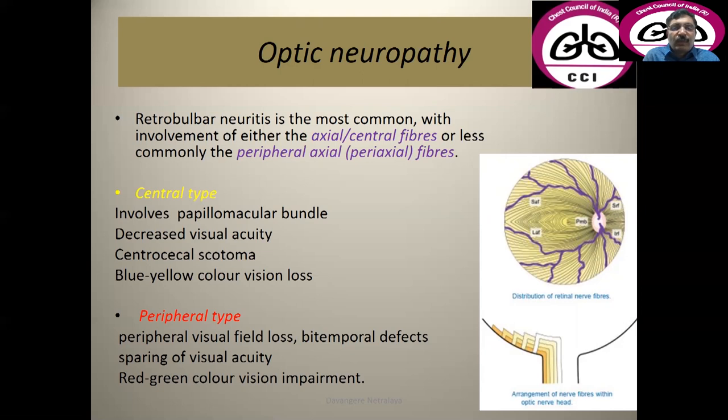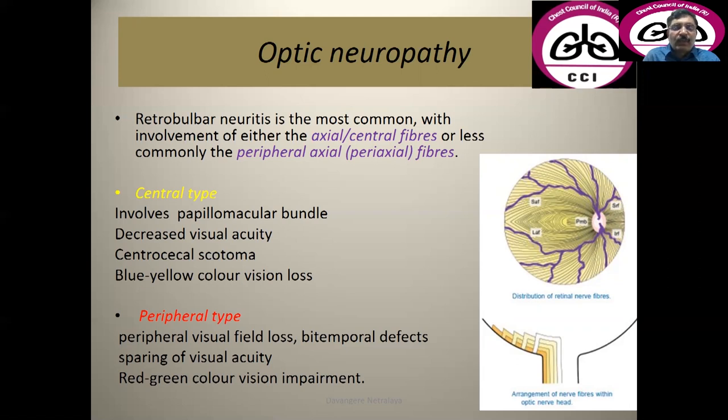When the central type of fibers are involved, it occurs due to involvement of the papillomacular bundles, the central fibers of the optic nerve. They tend to have decreased visual acuity and a central or centrocecal scotoma in the central area. Blue-yellow color deficiency is noted in these patients.